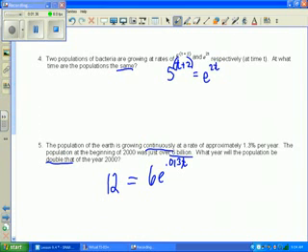Are you going to natural log both sides right now, or are you going to do something before you natural log? Yes. Divide by 6 first before you natural log both sides. You go, girl.